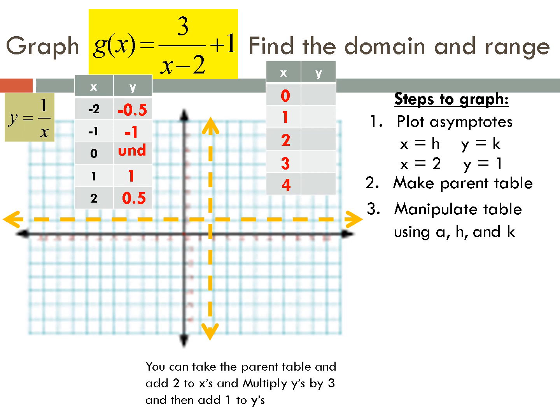So for the y's, we're going to multiply by 3 and then add 1. So 3 times -0.5 is -1.5, plus 1, so it's -0.5. 3 times -1 is -3. -3 plus 1 is -2. Now you can't do anything to undefined, so it just comes along for the ride. So now we go to 1. 1 times 3 is 3. 3 plus 1 is 4. And then 3 times 0.5 is 1.5. 1.5 plus 1 is 2.5.